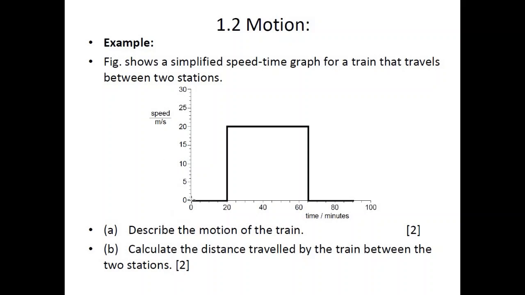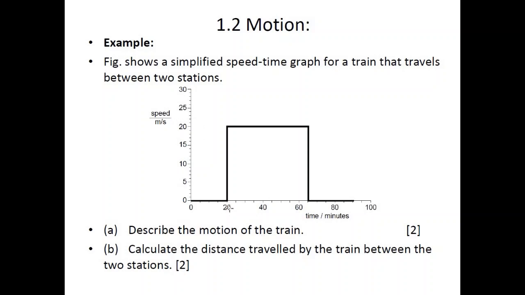So from the graph we would say that for the first 20 minutes, see over here the scale is given in minutes, the speed of the train was 0. So we would say that for the first 20 minutes the train was at rest, then it started moving. The straight line shows a constant speed. How much is it? 20 meters per second.